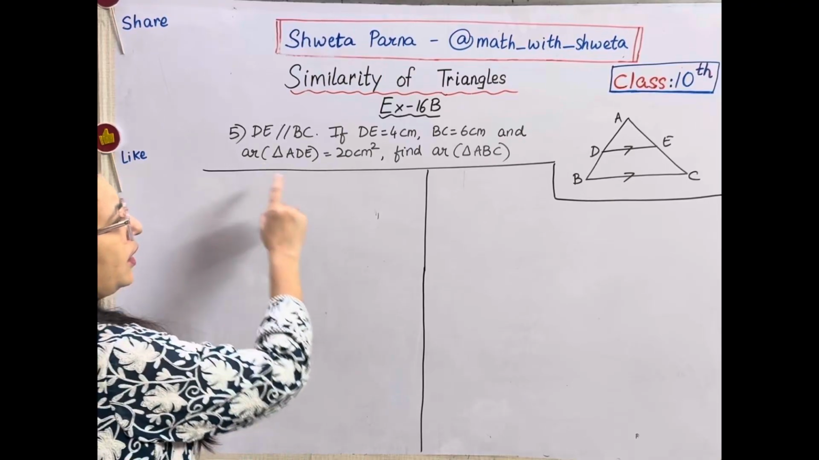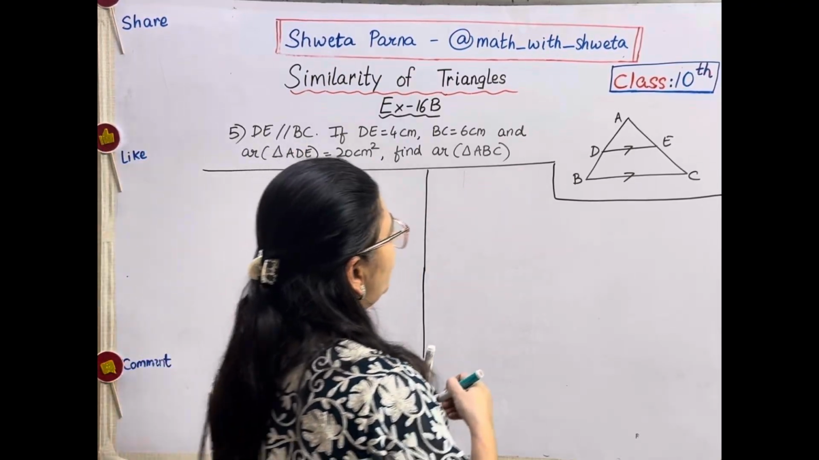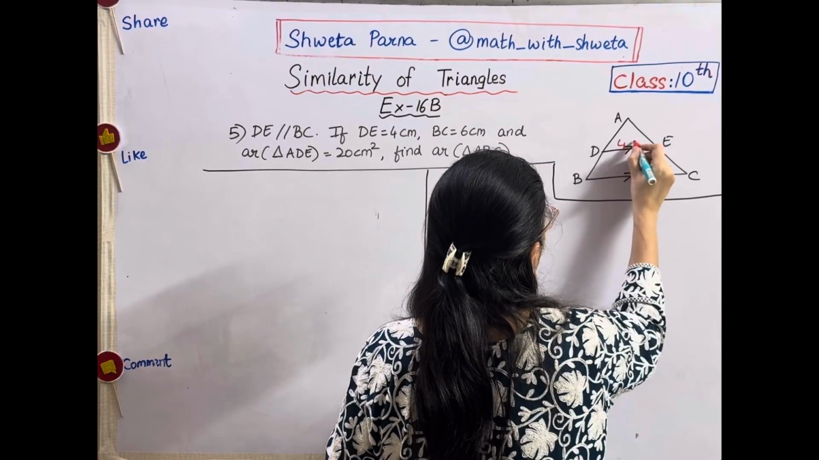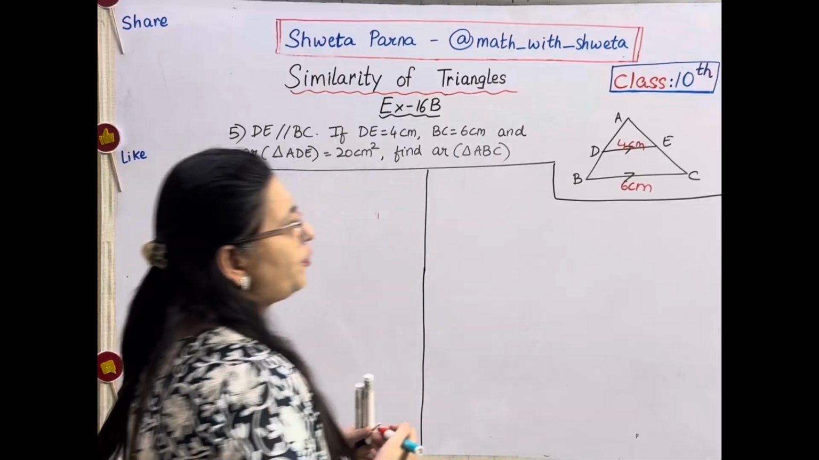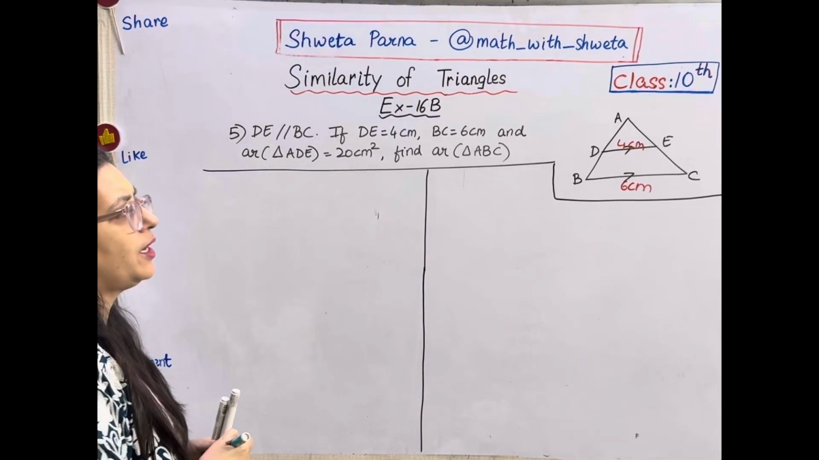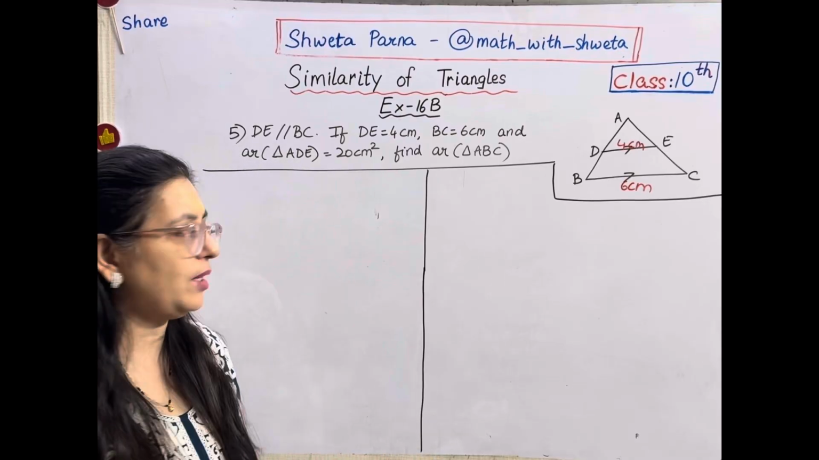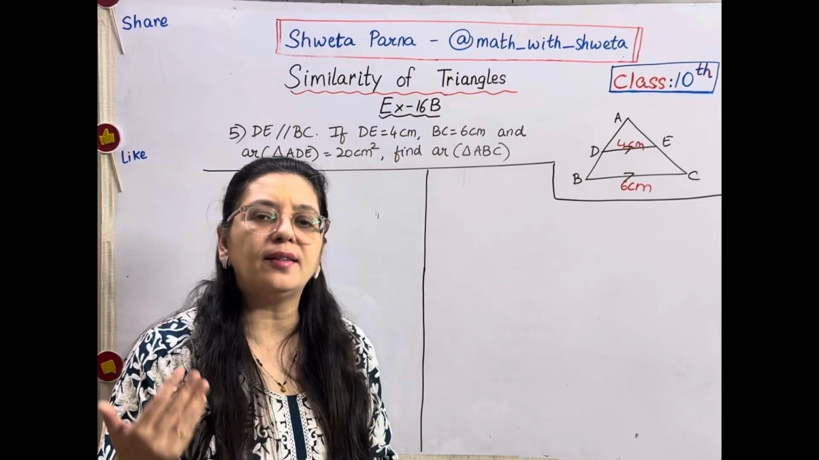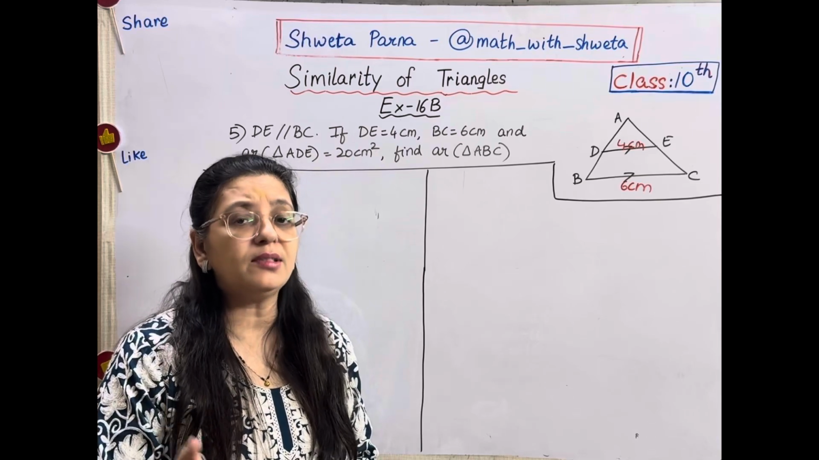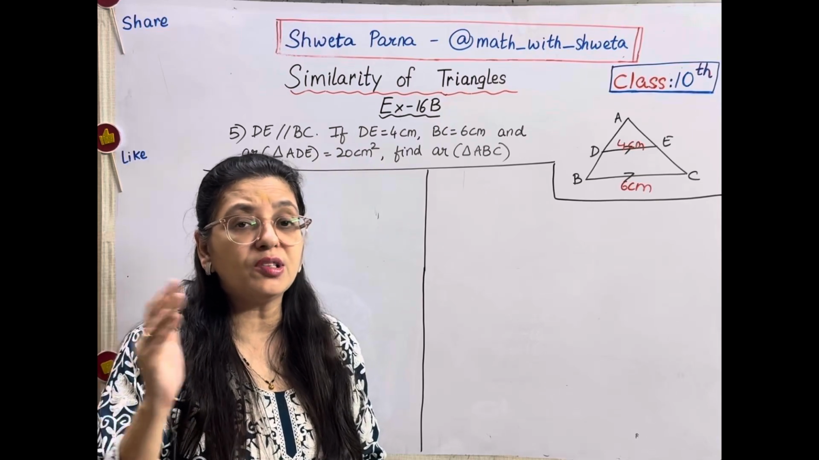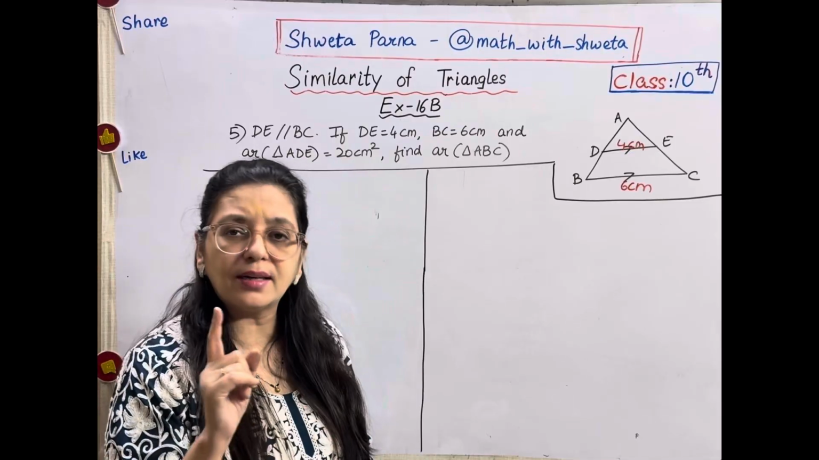Let's do question number 5. It's given that DE is parallel to BC and the measurements are given. DE is 4 centimeter, BC is 6 centimeter and area of triangle ADE is given as 20 centimeter, you have to find the area of triangle ABC. Children, whenever you have to find the area of triangles, remember the theorem. Areas of two similar triangles are proportional to the square of their corresponding sides. But first thing, you will have to prove that these two triangles are similar.